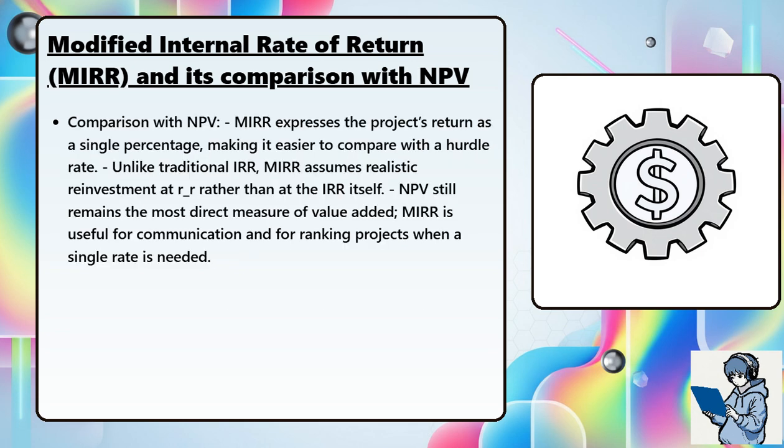Comparison with NPV. MIRR expresses the project's return as a single percentage, making it easier to compare with a hurdle rate. Unlike traditional IRR, MIRR assumes realistic reinvestment at RR rather than at the IRR itself. NPV still remains the most direct measure of value added. MIRR is useful for communication and for ranking projects when a single rate is needed.